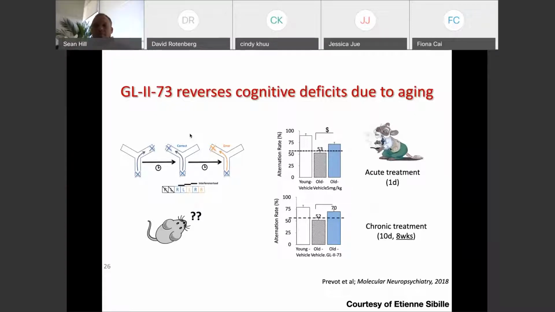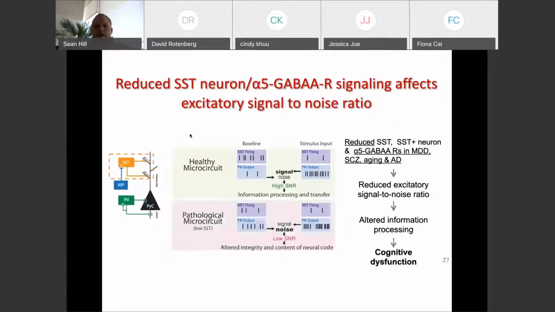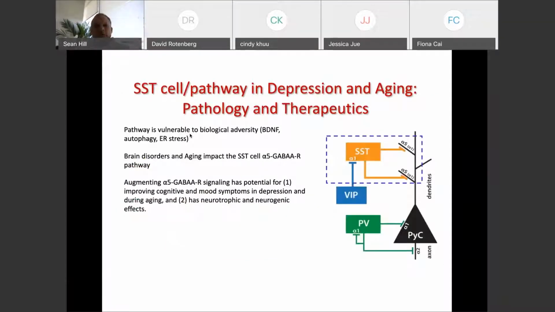as a multi-scale computational team to look into how we understand better what exactly is happening within that circuit, within the changes in that excitability, and how can we better use that to diagnose and predict individual susceptibility and outcomes. And so, I'll conclude that section here: this is a key pathway. Dr. Sibyl has a compound that acts on this, and augmenting that inhibition has potential for really improving cognitive and mood symptoms in depression and during aging, and really has neurotrophic and neurogenic effects as well in terms of restoring the health of the circuitry.